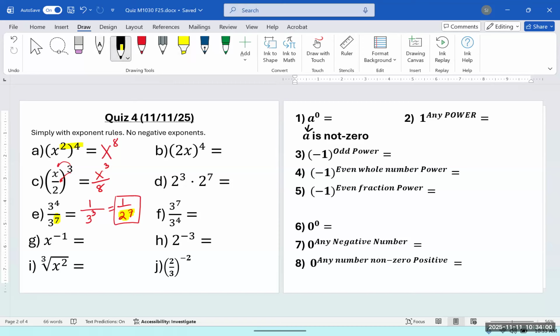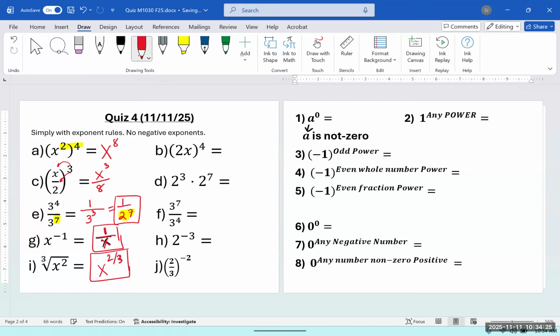X to the negative 1. No, hold on. X to the negative 1 is 1 over X. And then cube root of X squared is X to the second power over 3. Perfect.